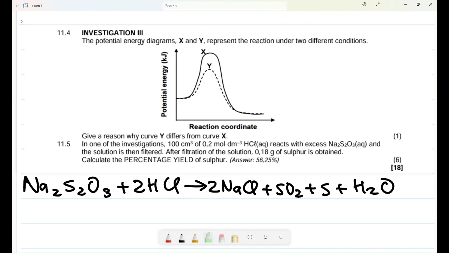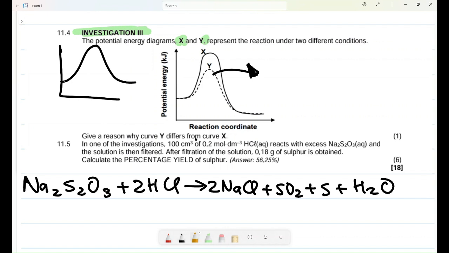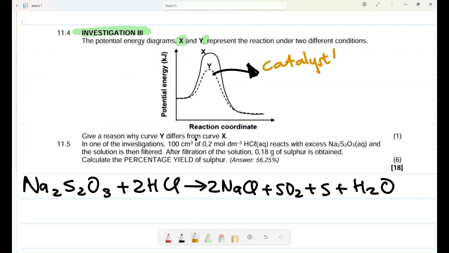Then the last investigation number 3, the potential energy diagram. X and Y represent the reaction under two different conditions. I can see the X, it is the original. Then the Y, it is under the influence of what? There is a catalyst here. Remember, if I'm having a graph like this, what will a catalyst do? My catalyst will come and say, I'm going to shorten this up. So this one is under catalyst.